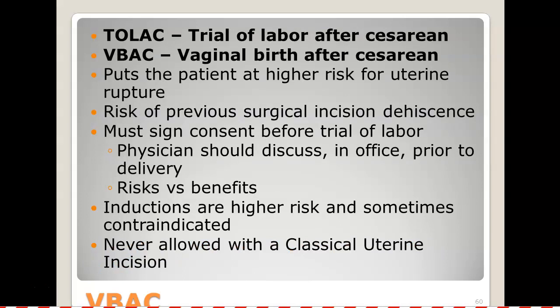When we talk about a patient who's had a previous section, we talked about how they may choose to have a repeat C-section. However, some patients choose to try to deliver vaginally after they've had a C-section. We call this a TOLAC, or a trial of labor after cesarean. Once somebody has successfully done this, they are now considered a VBAC, or someone who has had a vaginal birth after cesarean. We know that if the patient chooses this, it does put that patient at a higher risk for uterine rupture. There is a risk of previous surgical incisions that dehisce.